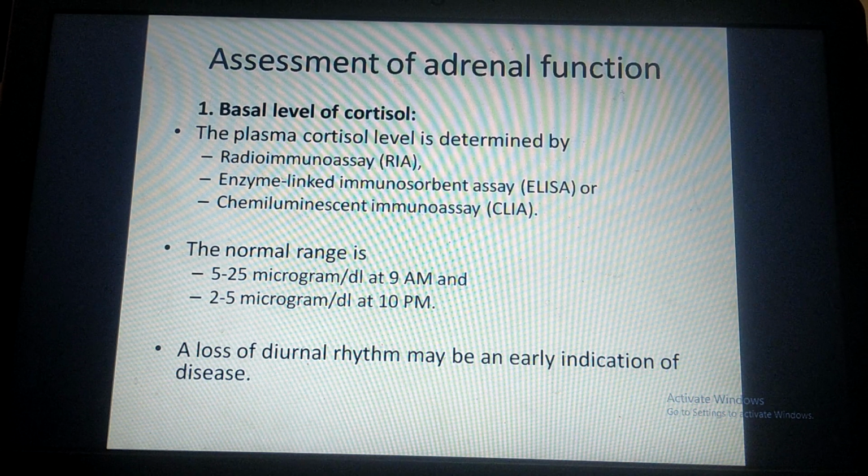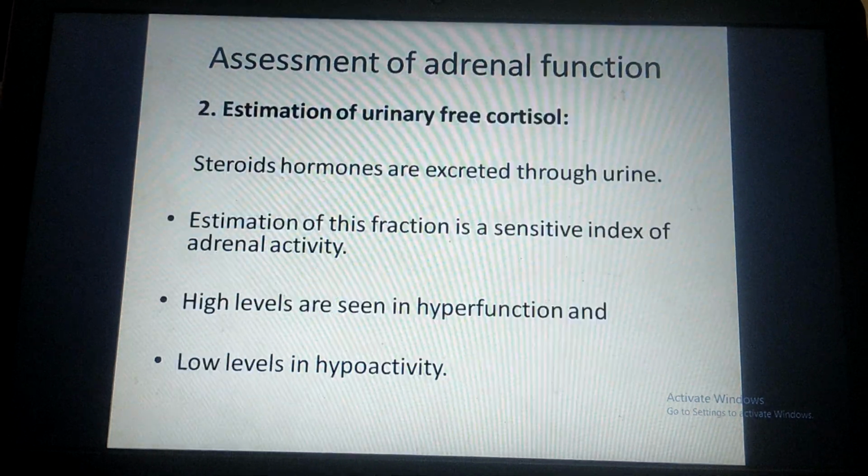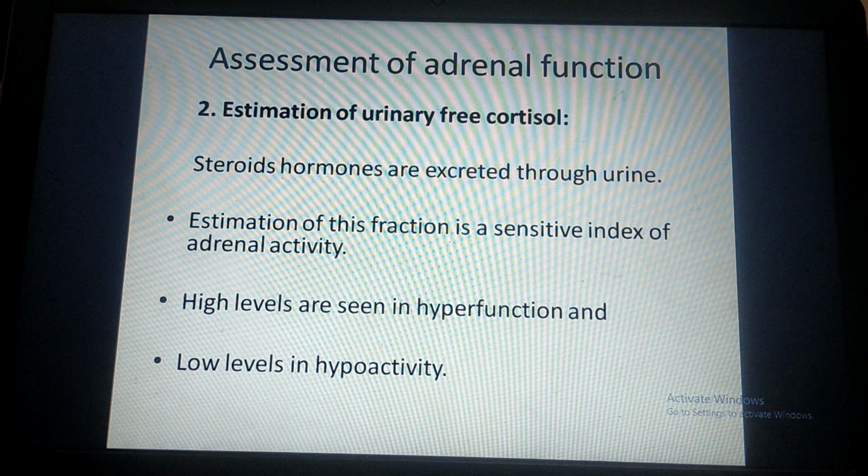The cortisol level is highest in the blood at 9 am in the morning, which ranges from 5 to 25 microgram per deciliter, and its level is minimum at 10 pm at night, where its range is from 2 to 5 microgram per deciliter. In case of adrenal dysfunction, there is loss of diurnal rhythm of cortisol secretion. Next test which will assess the adrenal function is estimation of urinary free cortisol.